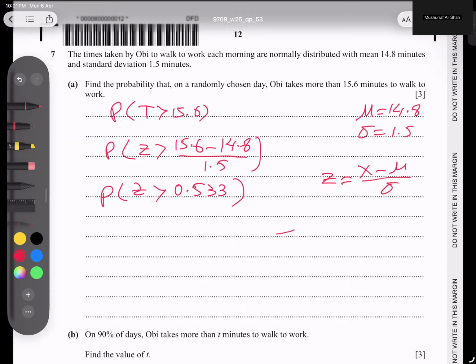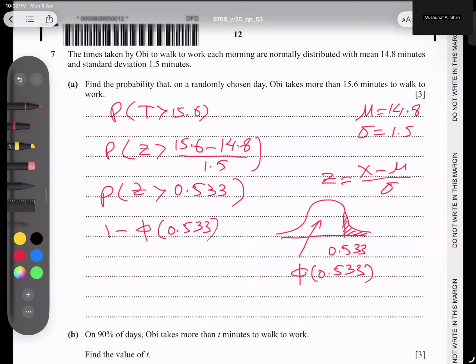And students, this is a positive value, 0.533. But he said more, meaning the right portion. So this is the area I'm looking for. But for your information, when I say 0.533, this always gives me the area from the left side. But I need the right side. The full area under the bell shape is 1, so 1 minus 0.533.